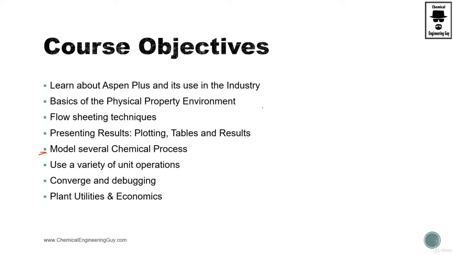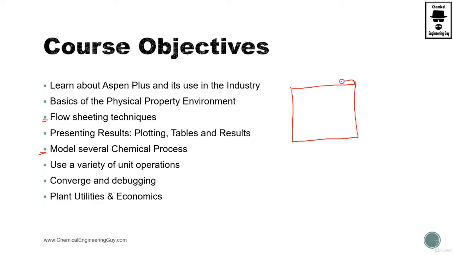Aspen makes all these methods very easy for us. We just select the method and everything is calculated automatically, but it is very critical to select the correct method. Also, we're going to see some plotting tools, such as temperature versus composition diagrams, pressure versus composition, and so on. Then I also want to work on flow sheeting, which is essentially how to build your flow sheet. The flow sheet is the main area where you work.